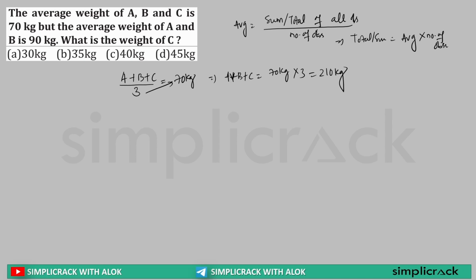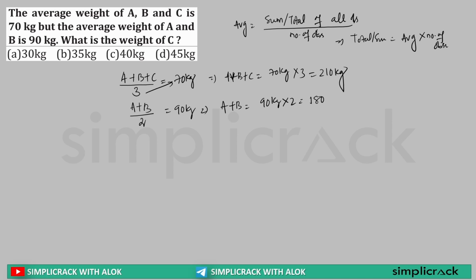Yes or no? Yes. Now, sir, it is saying the average weight of A and B is 90. That means, sir, weight of A plus weight of B divided by 2 is equal to 90 kg. So, sir, the total weight of A plus B is what? Sir, 90 kg into 2, that is equal to 180 kg.